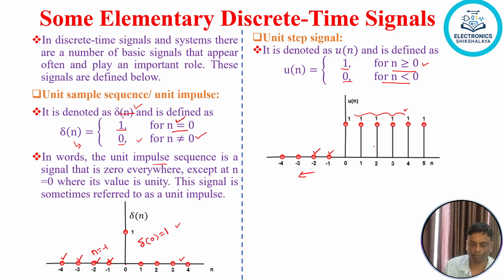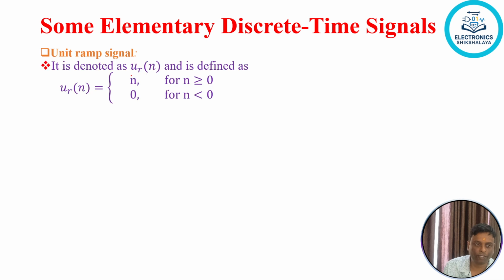The next standard or elementary discrete time signal is the unit ramp signal. It is denoted as u r of n, or you can also write r of n. It is equal to n for n greater than or equal to 0, and 0 for n less than 0. Let us see the graphical representation of u r of n.